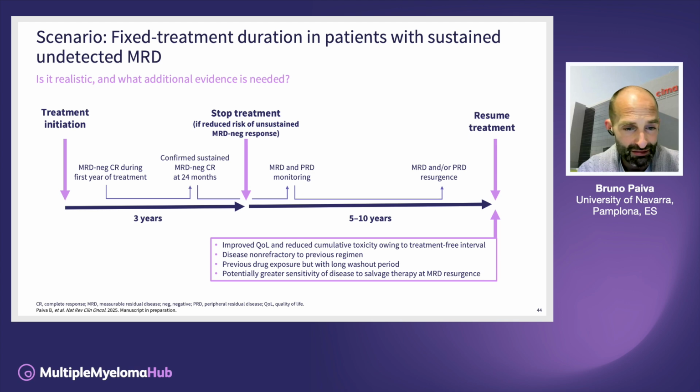And I have here 4 bullet points for discussion about whether such a scenario could lead to improved quality of life and reduce cumulative toxicity owing to the treatment-free interval. At the time of relapse, the disease is probably non-refractory to the previous regimen with a very long washout period. And obviously patients were exposed to certain drugs, but because of that long washout period, maybe there is greater sensitivity of disease to salvage therapy at MRD resurgence. And I asked the panel if this is realistic, and if not, what additional evidence is needed.